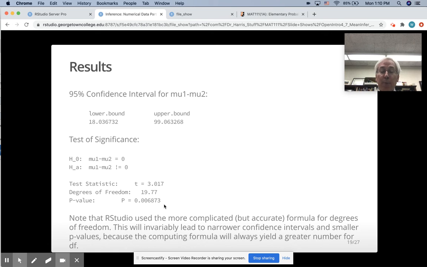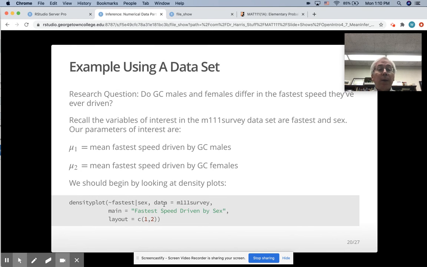Now for another example where I'm going to be asking you to do some of the work before we get to class. This is one with preloaded data. Do males and females at Georgetown College differ in the fastest speed that they've ever driven? And so the variable that we're interested in is fastest, out of the M111 survey data set, and then sex.